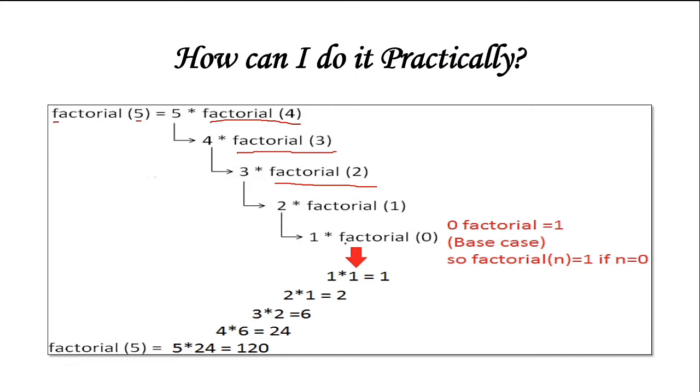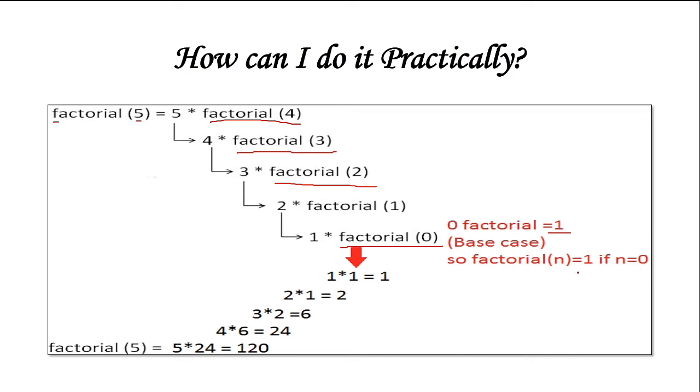And it goes on until you find factorial of 0. So 0 factorial is nothing but 1. So we conclude 0 factorial as the base case. You are not going to divide it further. Factorial 0 is a base case. You are going to stop your iteration there itself.